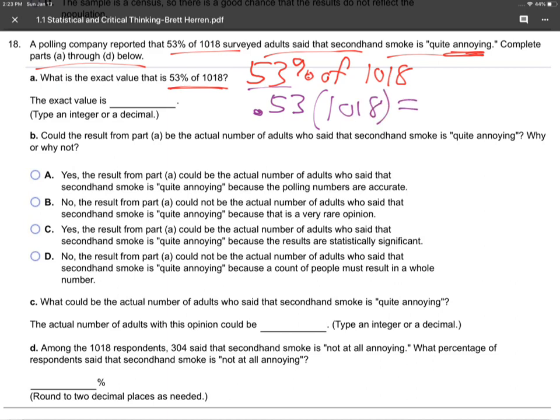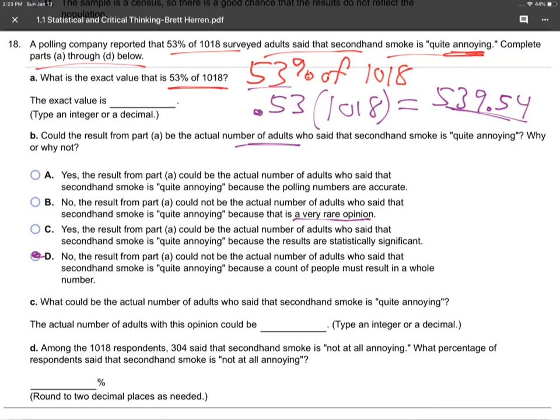Somebody have that in a calculator? What's 0.53 times 1018? 539.54? Yeah. Thank you. All right. Could this be the actual number of adults that said secondhand smoke was annoying? How many said that? 539.54. It can't be part of a person, right? So what that means is no, it can't be, so you go on down, you're going to say one of these no's. It could not be the actual number because of D.